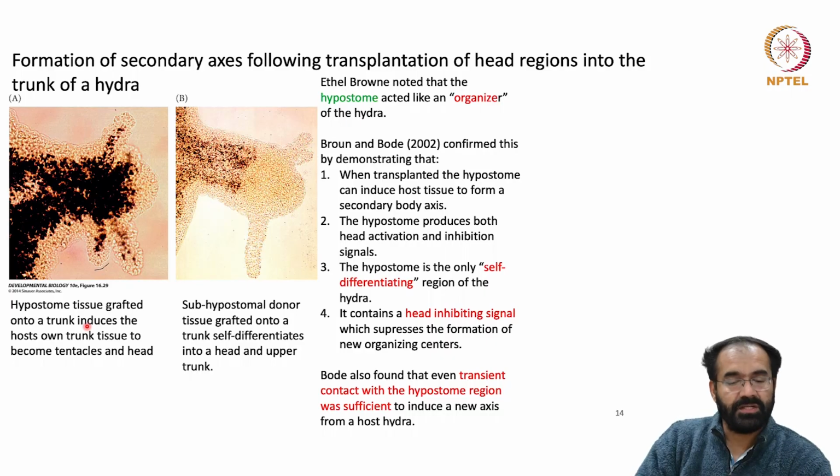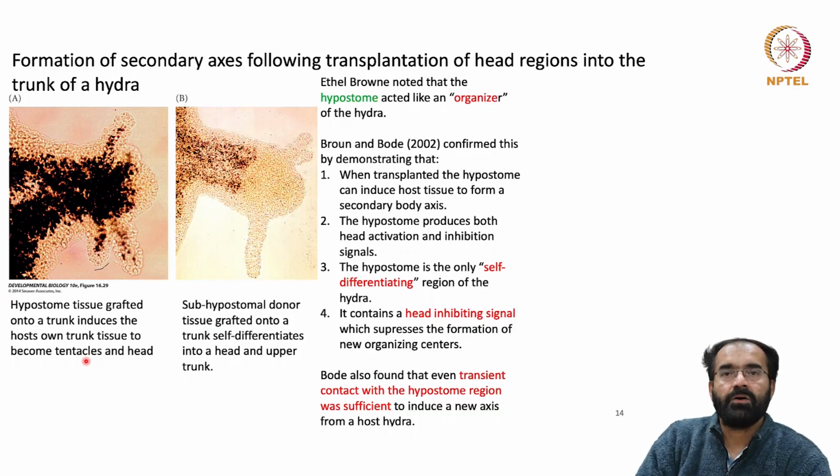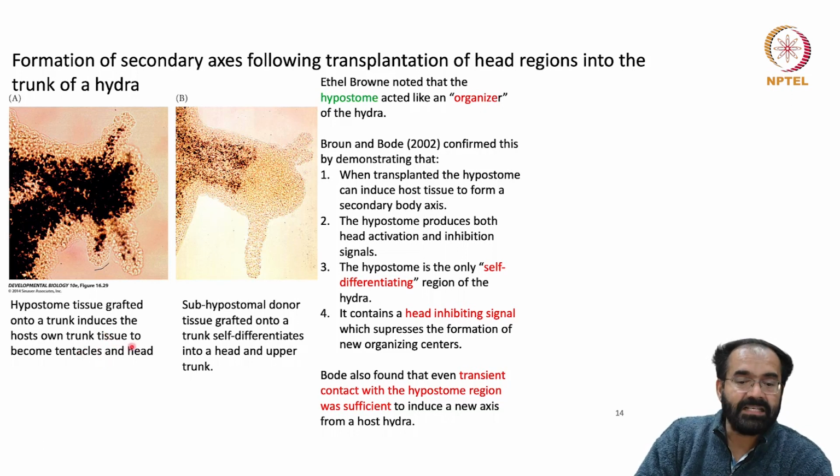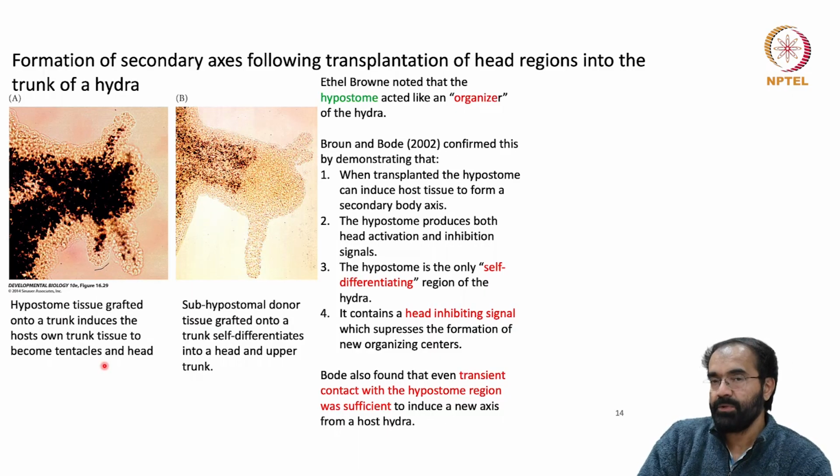Hypostome tissue is now grafted into the trunk of the animal; it can be the same animal or another animal of your liking. It induces the host trunk tissue to become tentacles. That means new cells are recruited. That means the hypostome, or this gradient, had the potential to influence the neighborhood.